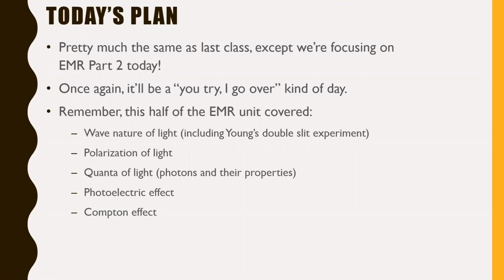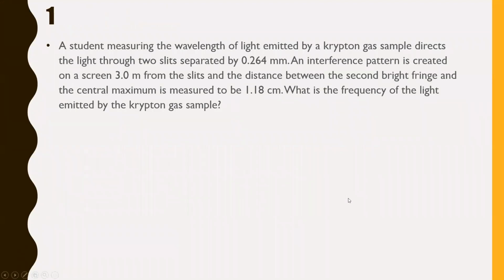It's going to be one of those you try, I go over kind of days, so be prepared. Here we go. Question 1: a student measuring the wavelength of light emitted by a krypton gas sample directs the light through two slits separated by 0.264 millimeters. An interference pattern is created on a screen 3 meters from the slits, and the distance between the second bright fringe and the central maximum is measured to be 1.18 centimeters. What is the frequency of the light emitted by the krypton gas sample? Pause the video here, we'll go over in a second.